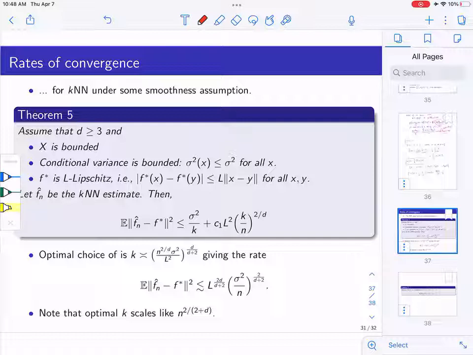But this requires assumptions. For example, if f star is discontinuous, we are still consistent. So k-nearest neighbors is consistent even if f is discontinuous. But this is a strong, smoothness assumption. This is a general idea: if you impose more regularity conditions on the thing that you're trying to estimate, then you can get better bounds.